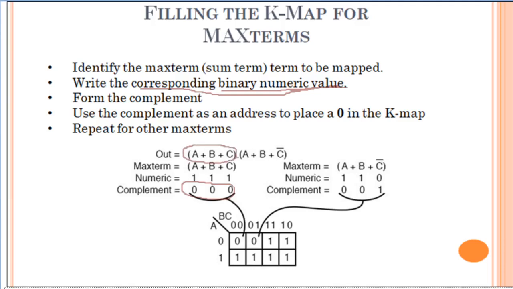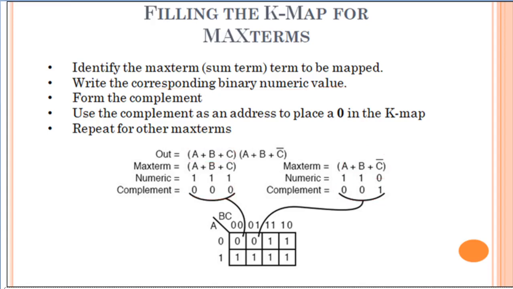Now this is a plus b plus c bar, that means the numeric value of that term will be 1 1 0. Now we have to complement this number and this will become 0 0 1, and this 0 0 1 becomes the address for this term.